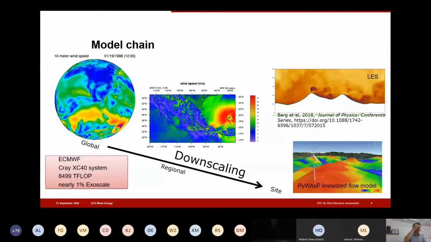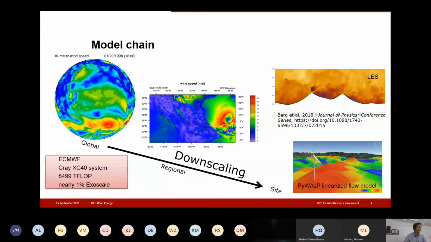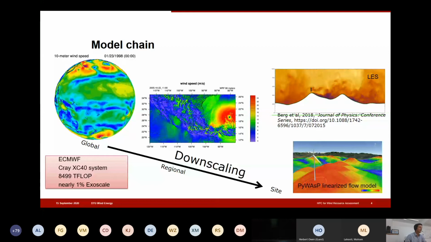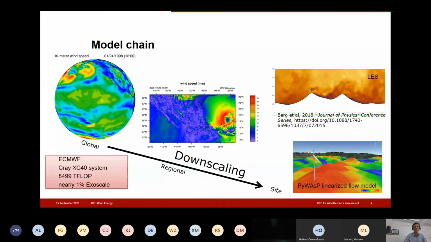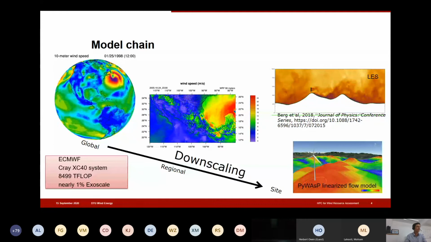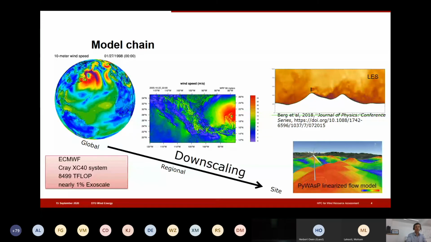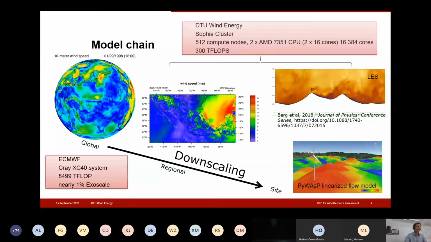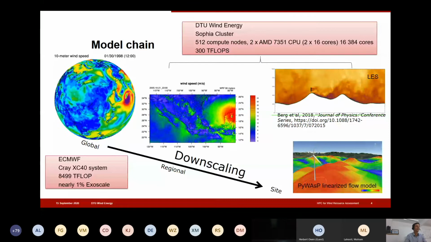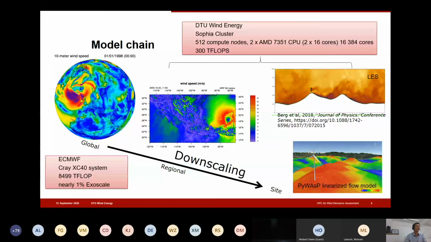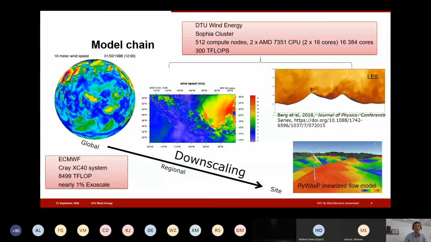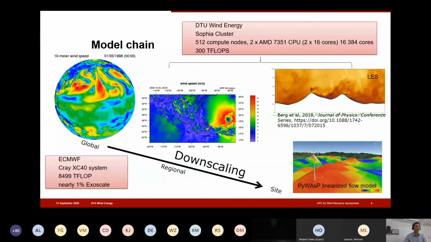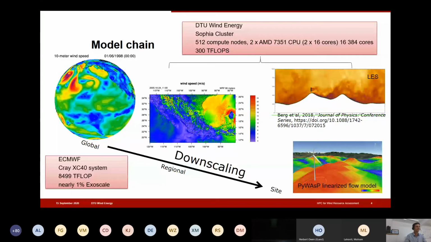So if you look at the ECMWF, I was just on their webpage looking at their system. They have this Cray XC40 system, which can give them around 8,500 teraflops, which is nearly 1% of exascale. I thought it was interesting to see that in terms of exascale. And obviously they also do forecasts, and meteorology is a very big user of high performance computing. And then locally, if looking at our own system here at DTU Wind Energy, we have access to the Sophia cluster, which has a theoretical maximum of around 300 teraflops. So we're still way off the exascale, but you can see we are needing these kinds of machines to do our assessment.